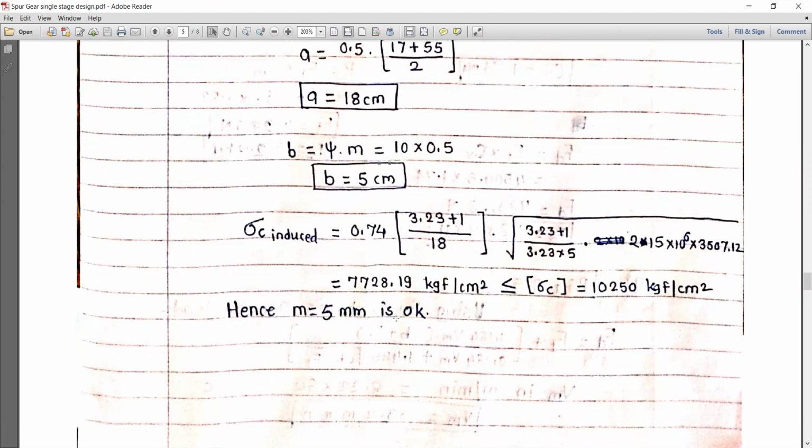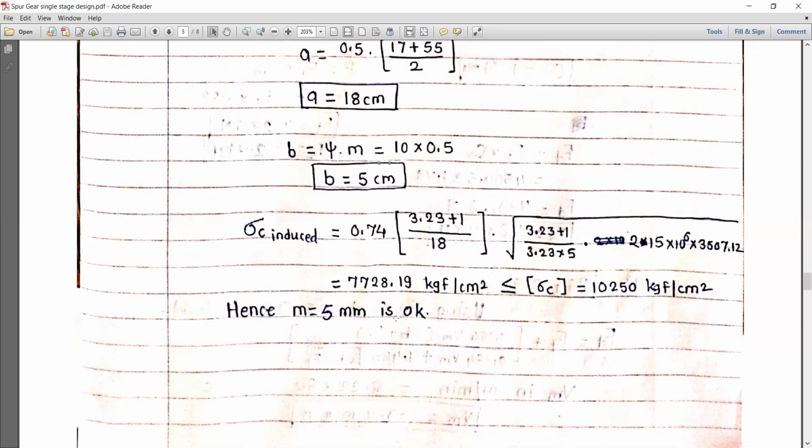तो अभी हम लोग क्या करेंगे, वो सभी वैल्यूज को पुट करेंगे और इंड्यूस्ड सिग्मा सी की वैल्यू फाइंड आउट करेंगे. तो कैलकुलेशन के बाद हमें पता चलता है कि सिग्मा सी का वैल्यू आता है 7728.19 kgf per centimeter square. So it is very lesser, or you can say lesser than the designed sigma c value. ठीक है, आपका जो actual induced value है material का वो कम है अपने design value से. तो इसका मतलब है हमारा design safe है and we can further proceed our design based on the module m is equal to 5 mm.